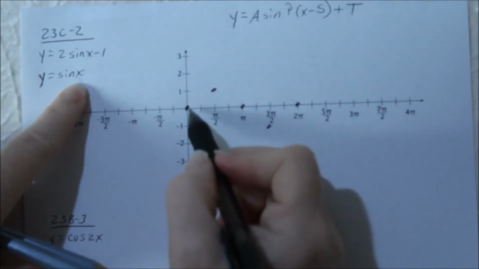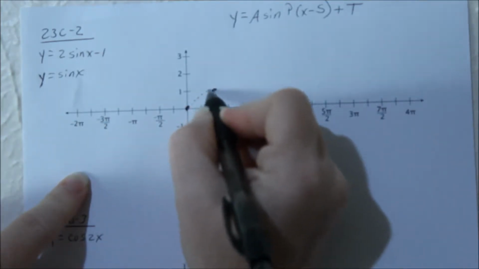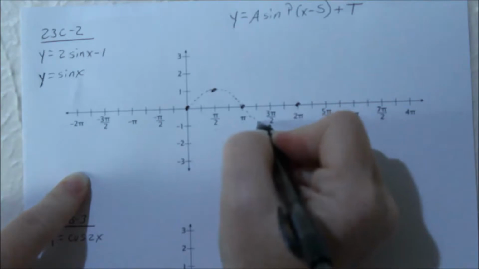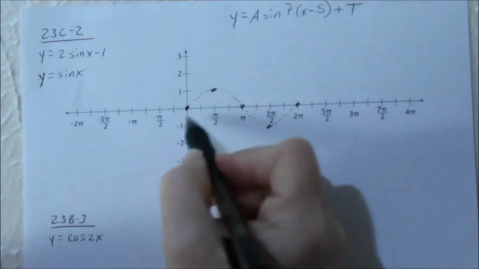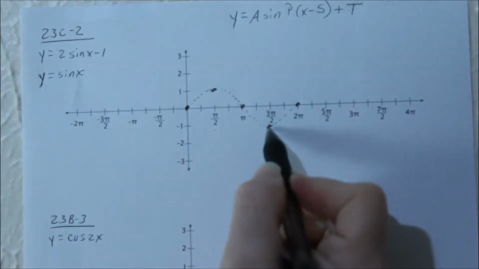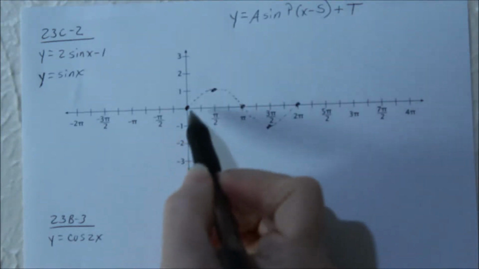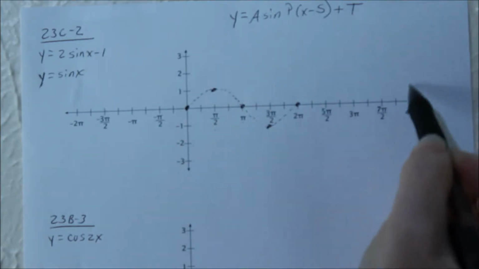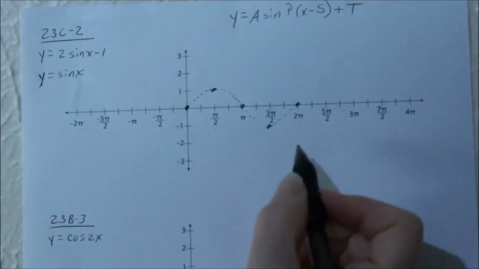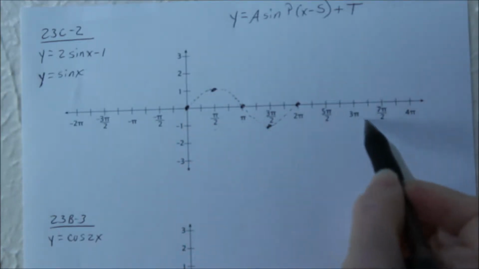So you're basically putting in these main values, and you will see that your basic sine curve looks like this. It will start at 0, go up to 1, go down to 0 at pi, go down to negative 1, and then come back to 0. Okay? And it will continue to do this pattern of up, down, up, down. It's called a continuous curve, meaning if I drew a line, my pencil would never come up.